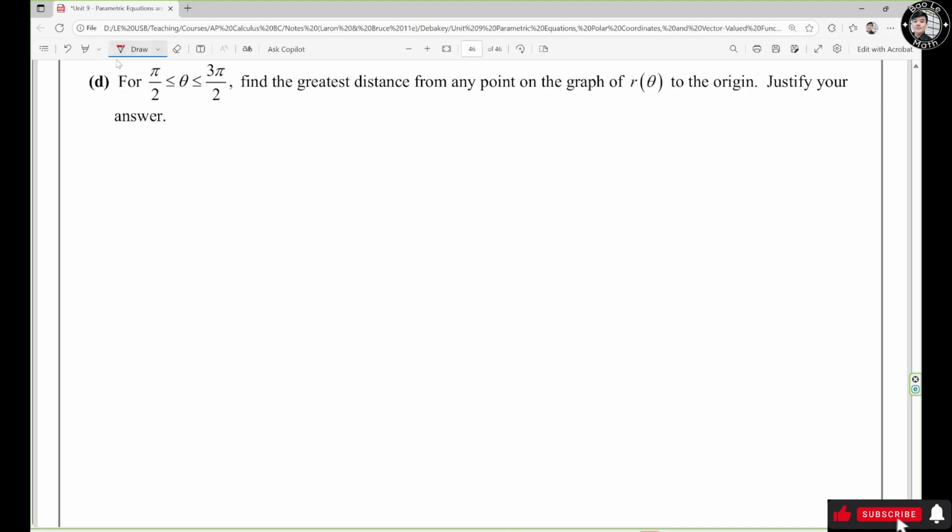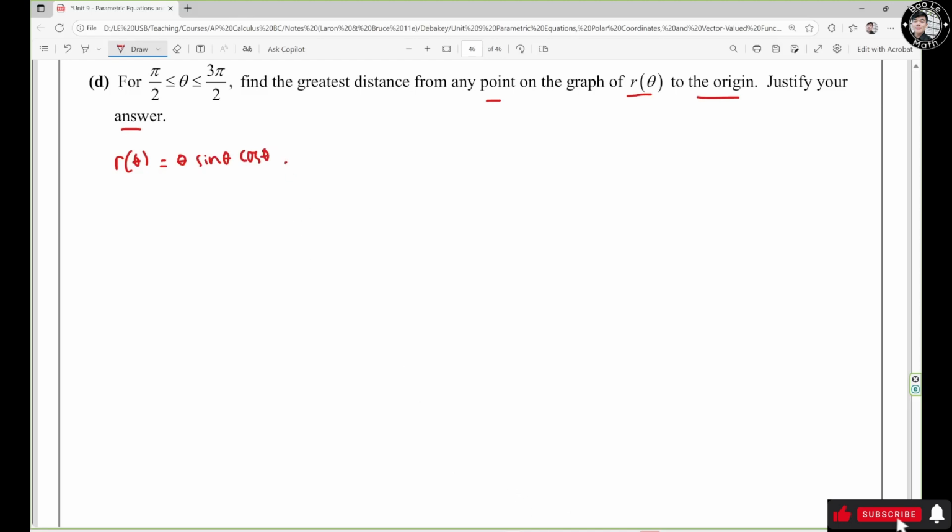Now let's move on to question D. For the closed interval pi over 2 to 3 pi over 2, find the greatest distance from any point on the polar graph of r of theta to the origin. Justify your answer. Alright, so in this situation, we're going to use the candidate test. First, we need to take the derivative of the function r of theta equals theta sine theta cosine theta.